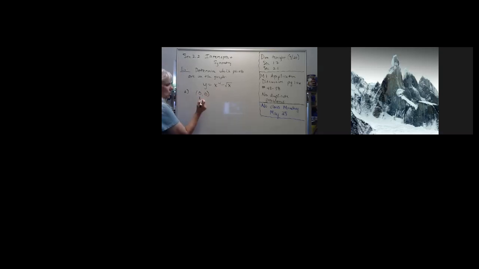Well, we know that this is the x coordinate. We know this is the y coordinate of a point. If 0, 0 is on this graph, then plugging 0 in for x and 0 in for y should give us a true statement. So we're simply going to replace the x and y with the numbers. So y is 0. That's going to be equal to 0 to the fourth power minus the square root of 0. Well, 0 to the fourth power is 0. Square root of 0 is 0. And sure enough, 0 equals 0. So that means at this point, 0, 0 is on the graph.